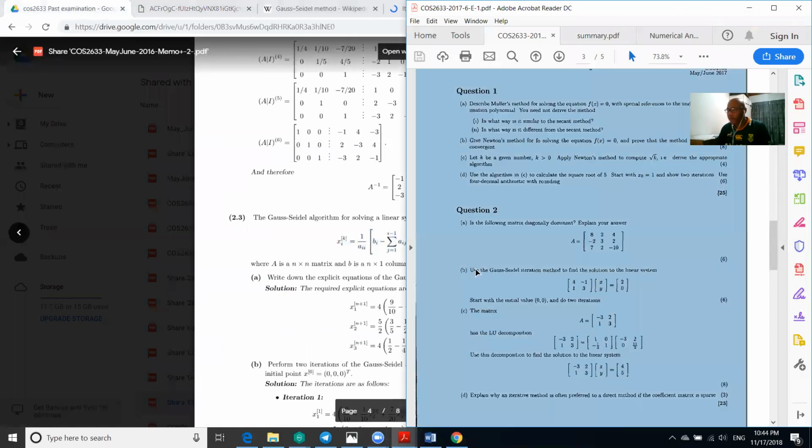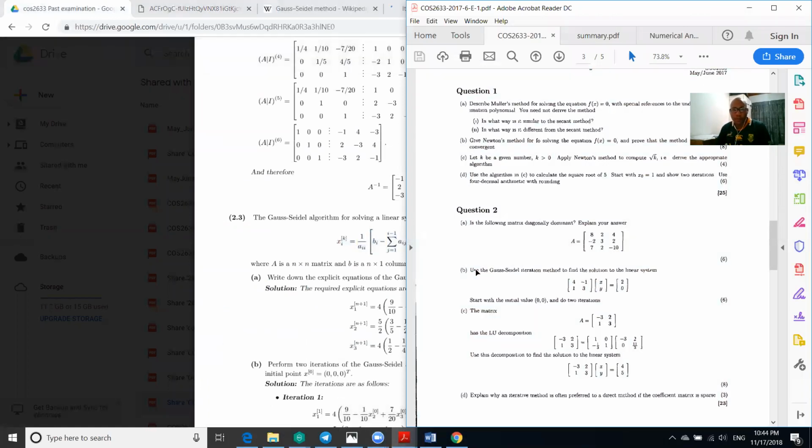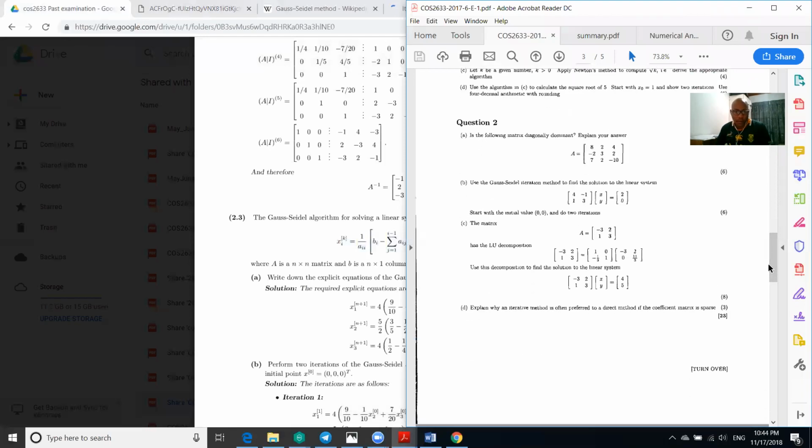Okay. The matrix has an LU decomposition. Use the decomposition to find the linear system. Oh yes, I didn't study this at all. I didn't get around to this section. So you know the LU decomposition, right? Yeah, I've heard of it. But I always got caught up in what L is, because I could never find out what L was.